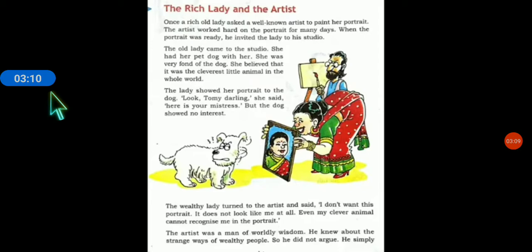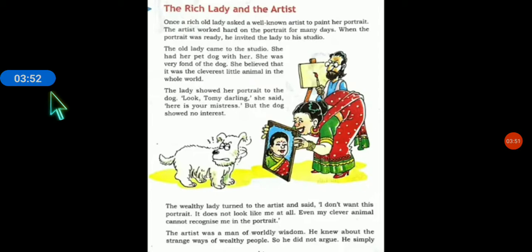The wealthy lady turned to the artist and she told him that I don't want this portrait. It doesn't look like me at all. She said that the portrait doesn't look like me, means this portrait is not as good as I wanted. Because my dog is showing no response, so I don't like this. Even my clever animal cannot recognize me in the portrait.